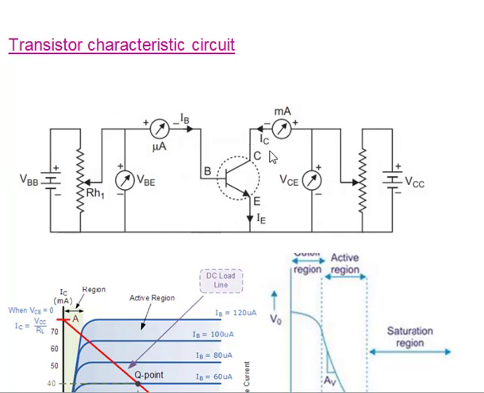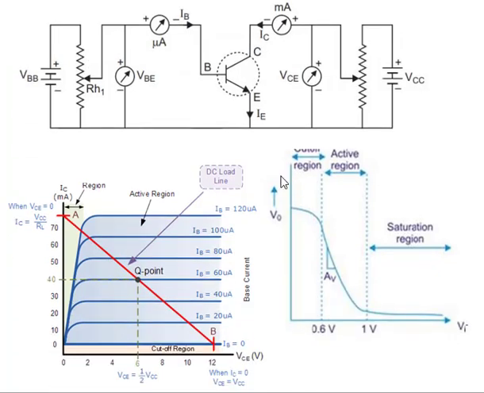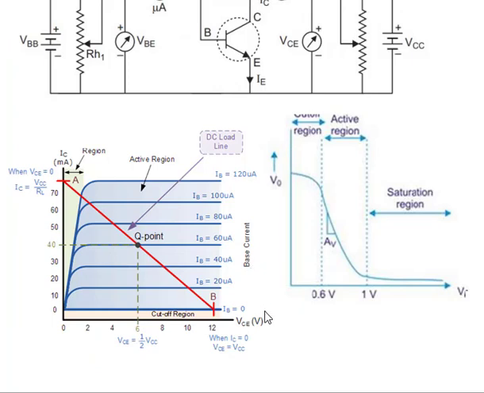Using this transistor characteristic circuit, the input and output characteristics are studied, and then the graph is drawn between the output voltage VCE and the output current IC for different constant base currents. IB is equal to 0, IB is equal to 20 microampere, IB is equal to 40 microampere. The graph is drawn like this. You know well that this region is the cutoff region. This is the active region. This is the ohmic region.